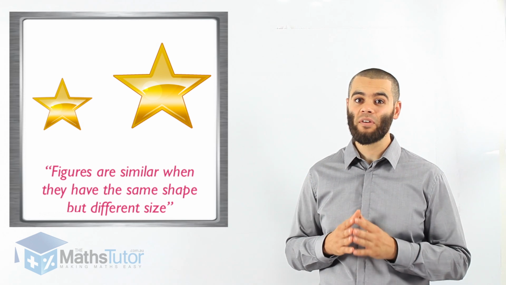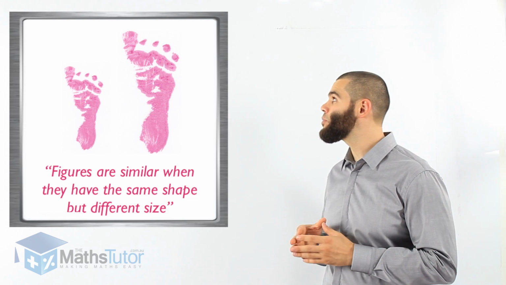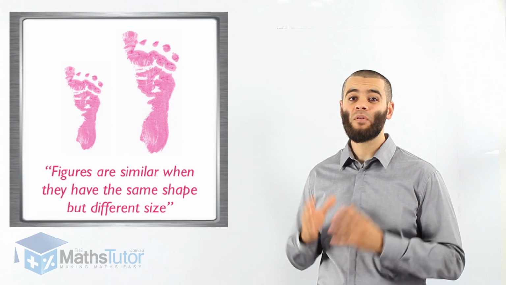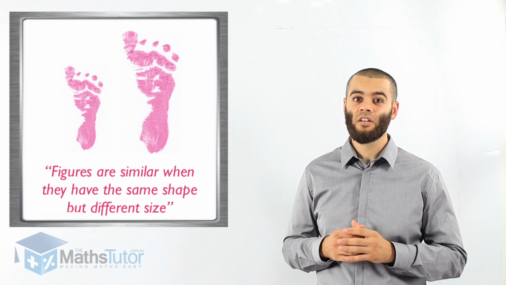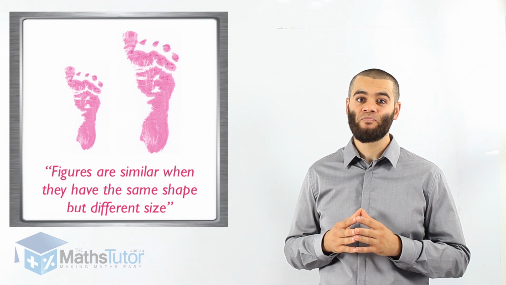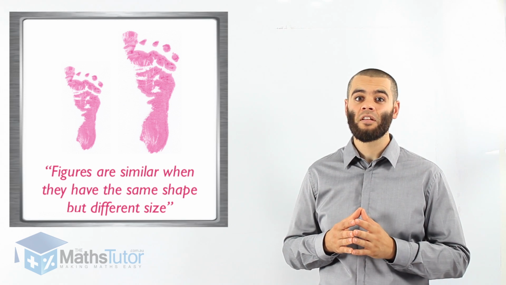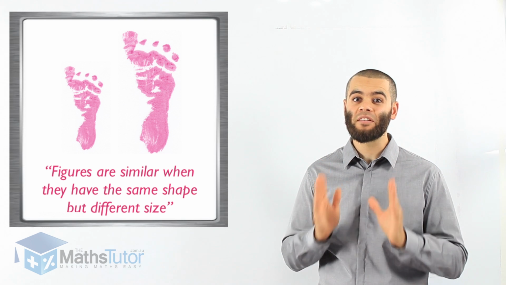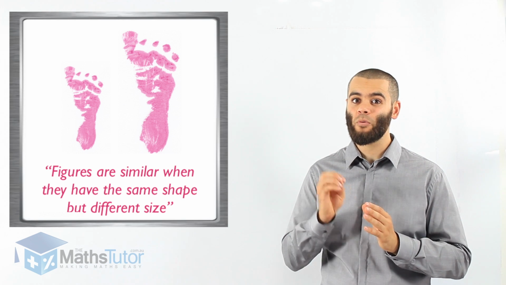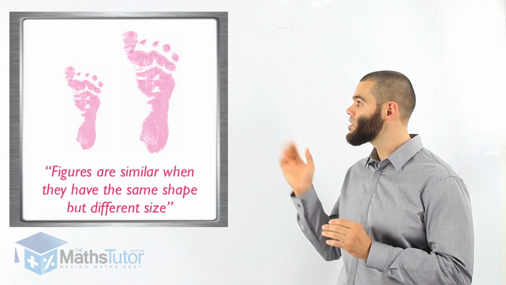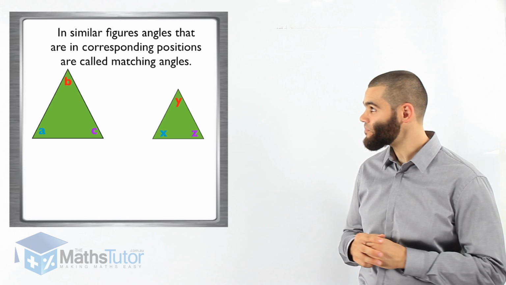They are similar figures. Then we have the footprint. Once again, they are the same shape but just a different size. One has been enlarged, one has been made smaller. These are similar figures. They have the same shape but different size. Now let's look at some more concepts that we can understand regarding similar figures.